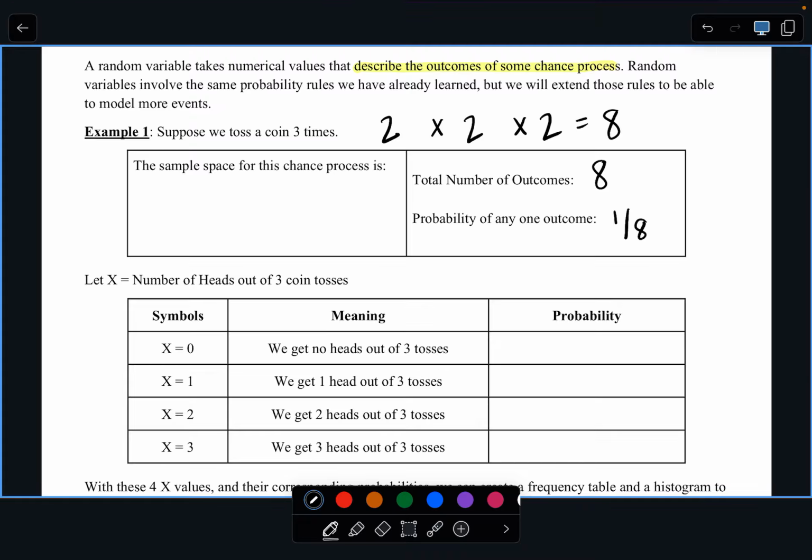Now, when I start listing out the sample space, I usually start with the scenarios where it's just one side only: heads, heads, heads, and tails, tails, tails. And then I start to change one at a time. So I will maybe do tails, heads, heads; heads, tails, heads; heads, heads, tails. And then I do the same thing for the other side: heads, tails, tails; tails, heads, tails; tails, tails, heads.